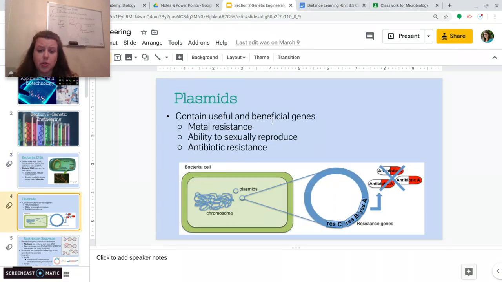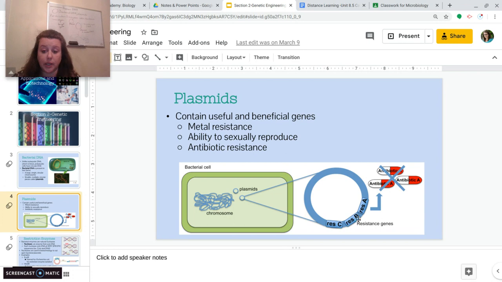Okay, so they don't have genes on their plasmids that are necessary for the bacteria to survive. It's literally like bonus DNA. So, like, you can get antibiotic resistance, you can get metal resistance, the ability to actually switch plasmids with other bacteria, which is called conjugation. So that's the ability to reproduce sexually. And the biggest one that's concerned to us is antibiotic resistance.